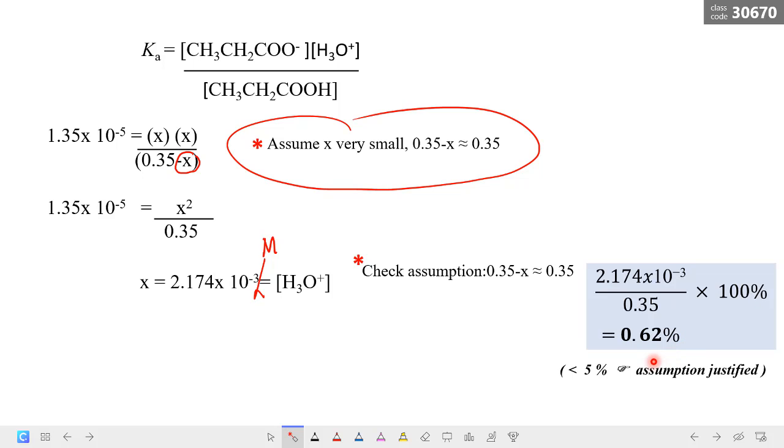Kalau kita dapat assumption itu selepas kita check less than 5%, maksudnya assumption justified. Maksudnya kita boleh ignore terus nilai X yang kat bawah ni. So, maksudnya nilai X ini boleh diterima.